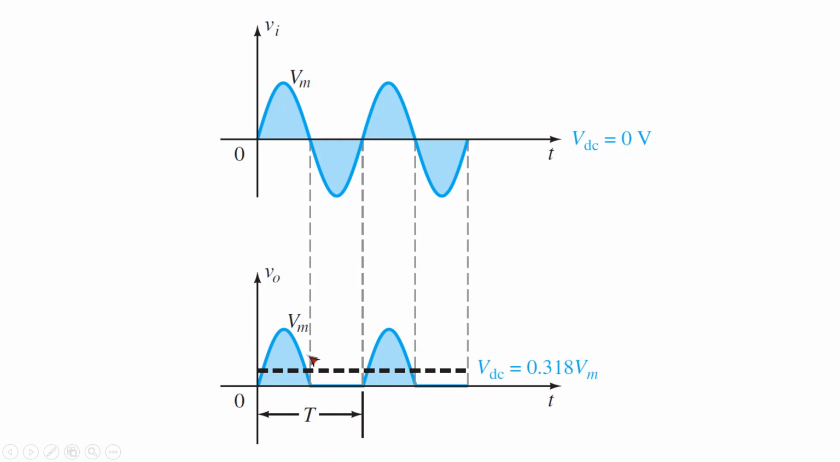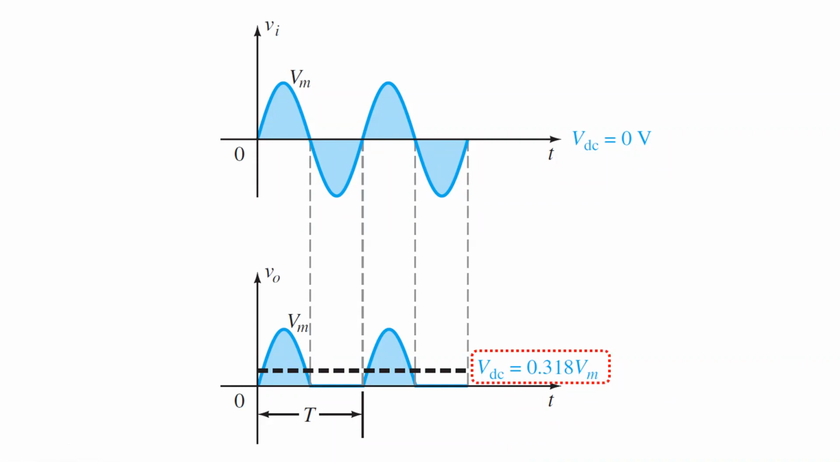But for this, there is no minus. So this plus 0, this plus 0. So if you divide, this will be your answer. Okay, this is an average area. If you take an average area, 0.318 into Vm will be your answer. So that is called the DC level. Remember this word, DC level.